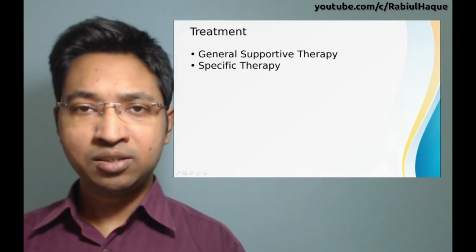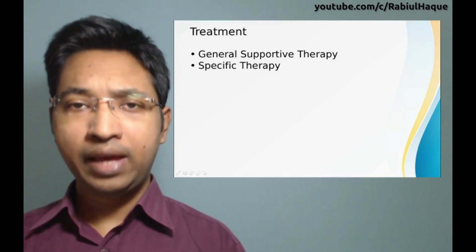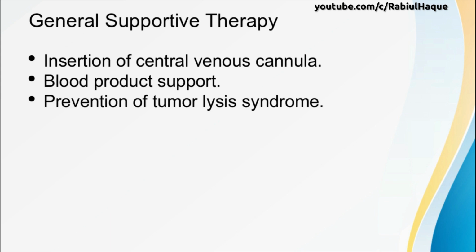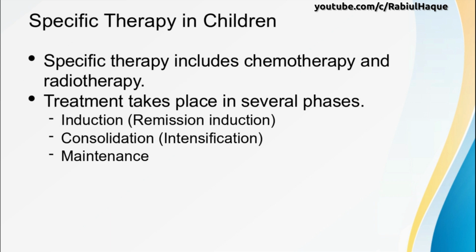So now that we have talked about the lab diagnosis, let's move on and talk about the treatment of acute lymphoblastic leukemia. As we can see, we can classify the treatment under two broad headings: general supportive therapy and specific therapy. General supportive therapy will include insertion of central venous cannula, blood product support, and prevention of tumor lysis syndrome. And regarding specific therapy, we will talk about specific therapy in children and also in adults.